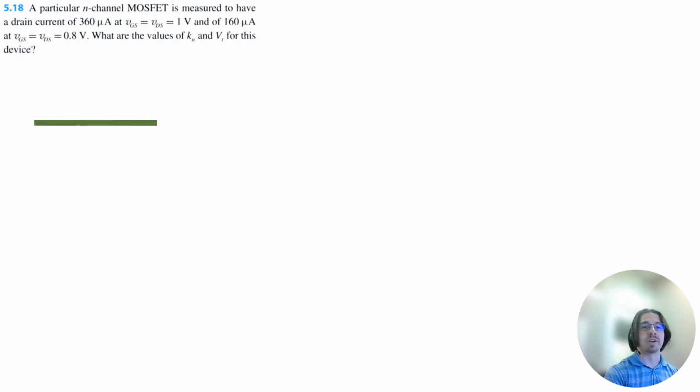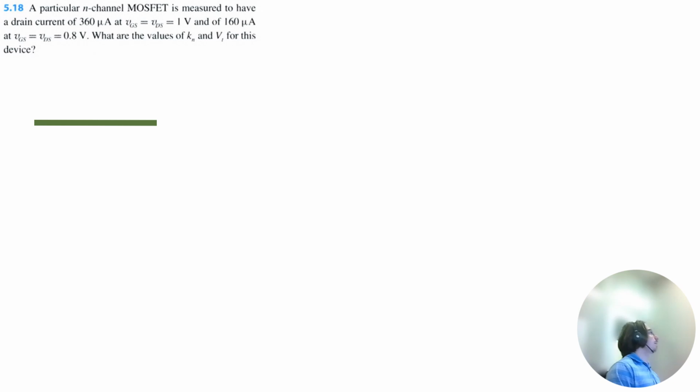Let's solve problem 5.18 for Microelectronic Circuits 8th edition by Sedra and Smith. So a particular N-channel MOSFET is measured to have a drain current of 360 microamps when VGS equals VDS equals 1 volt, and of 160 microamps when VGS equals 0.8 volts. And we want to figure out the values of Kn and Vt for this device.